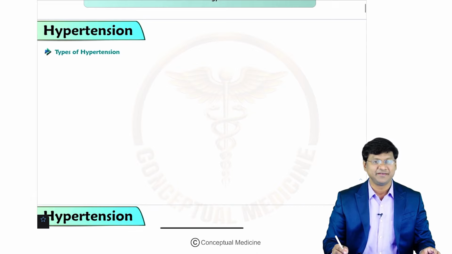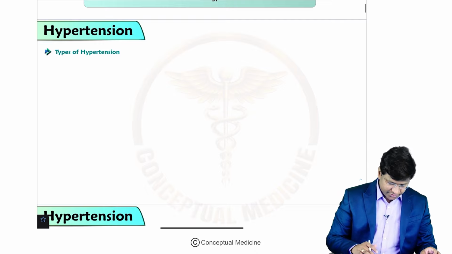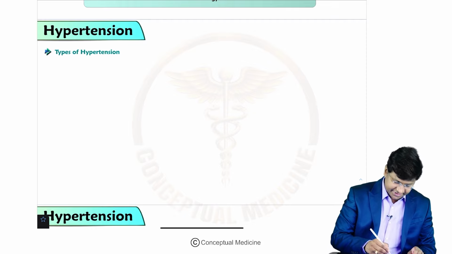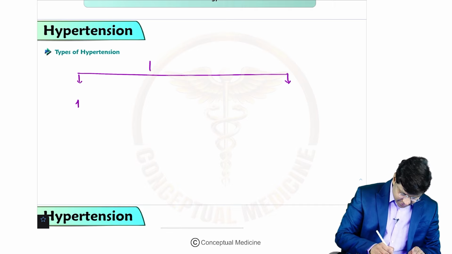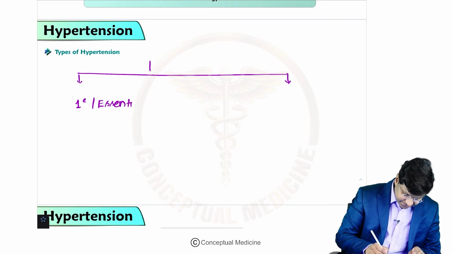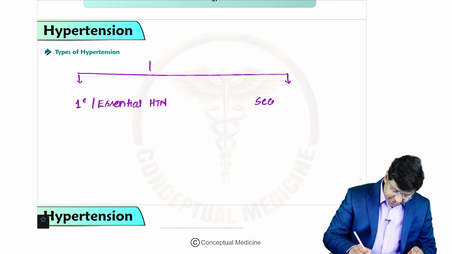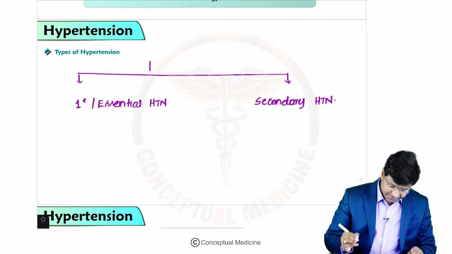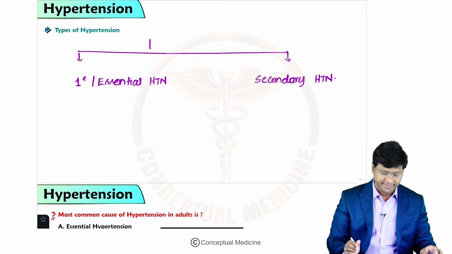In this session, I will be discussing a very important topic in cardiology, that is hypertension. First of all, you need to know the types of hypertension. We have two important forms: primary, also called essential hypertension, and the other form, secondary hypertension. These are the two forms of hypertension.